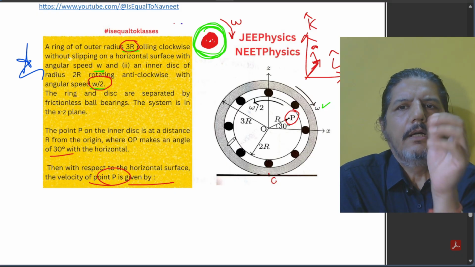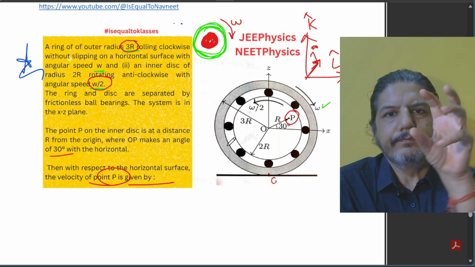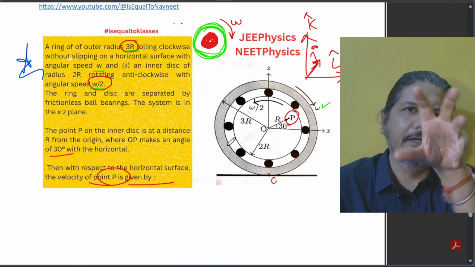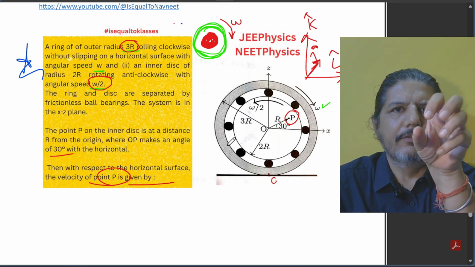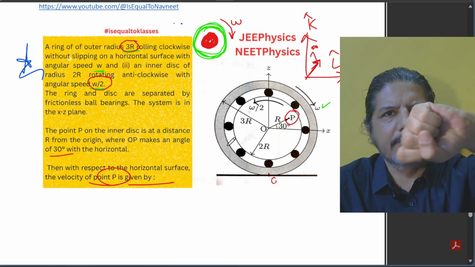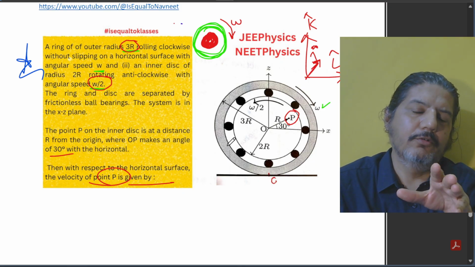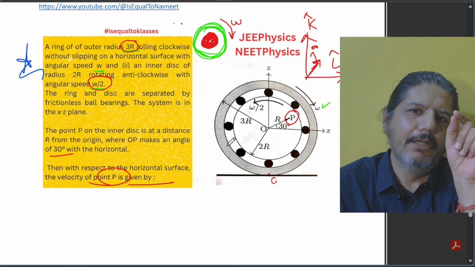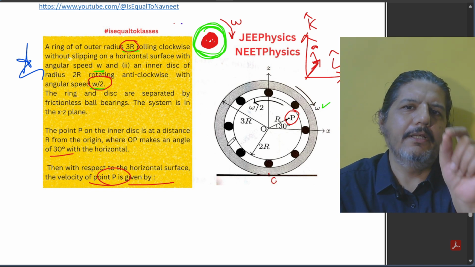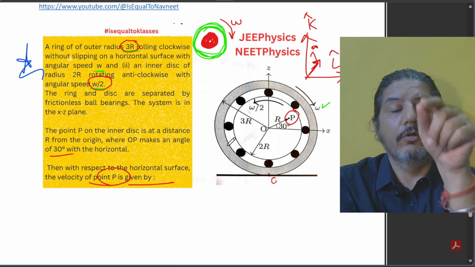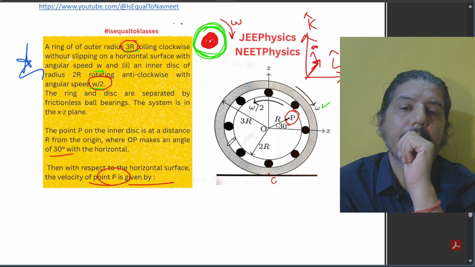So coming back to the problem, there is a ring which is in the clockwise direction outside. There is a small disc which is moving in this direction, and then you have to find the velocity of any random point P inside the disc. And they have given you the coordinates of the point P also, which is at a radius r.